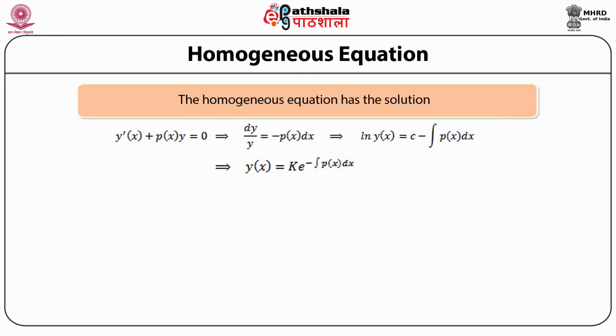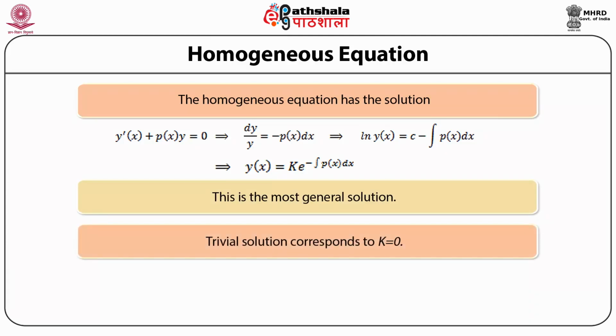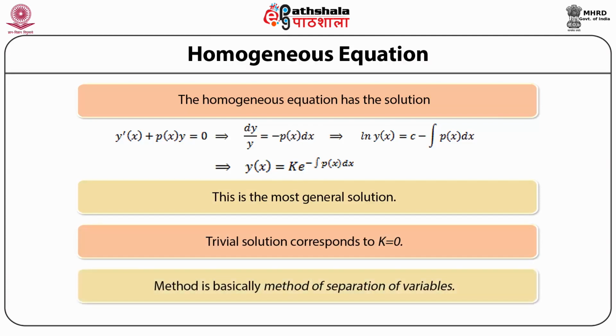Or the equation can also be written as y(x) is equal to k times e raised to the power minus the integral of p(x) dx. This is the most general solution of the linear homogeneous first order differential equation. The trivial solution corresponds to k equal to 0. This is basically the method of separation of variables, since terms depending on y have been brought to one side and those depending on x alone to the other side.